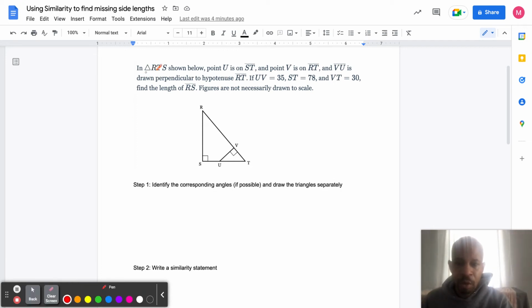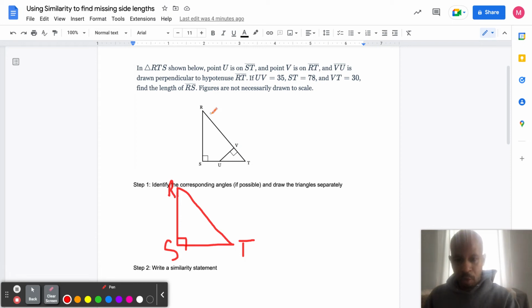They said triangle RTS. Well, where's triangle RTS? That's this big triangle. So let's draw that. And obviously you can finish reading the question before you draw it, but either way it's fine. Triangle RTS is shown below. Point U is on ST, okay? U is on this line. And V is on RT, V is on this line, okay?